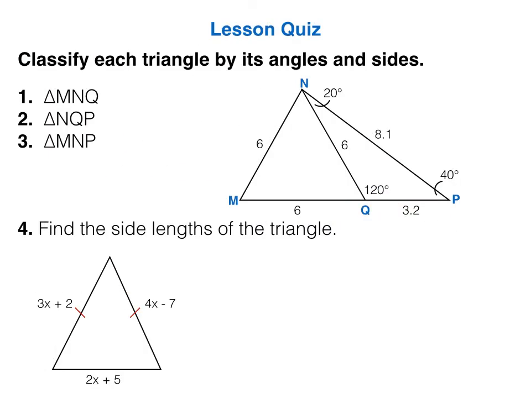All right, here's the lesson quiz. Go ahead and pause the video now and see if you can answer these questions. Number 1 is both acute and equilateral. Number 2 is obtuse and scalene. Number 3 is acute and scalene. Number 4, the side lengths are 29, 29, and 23.